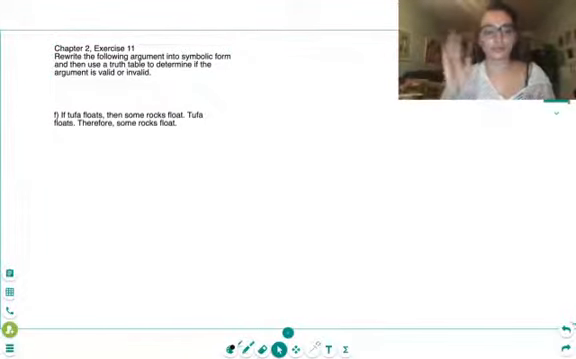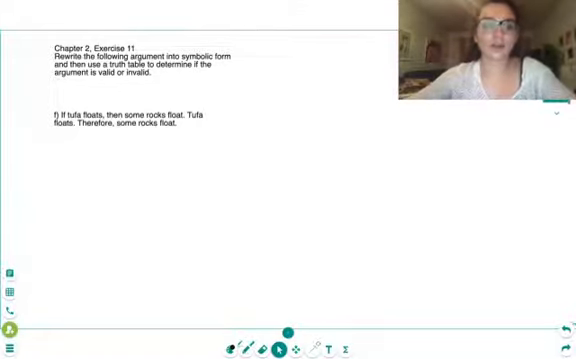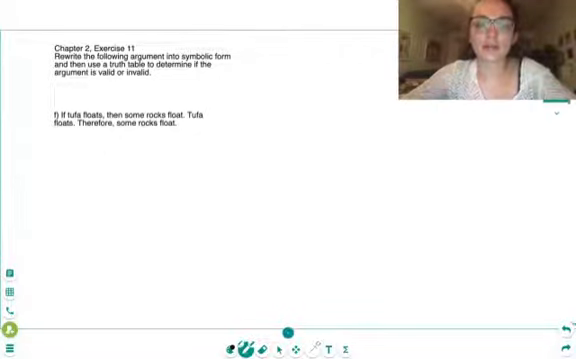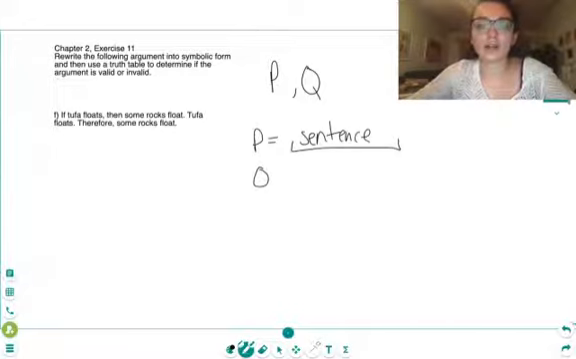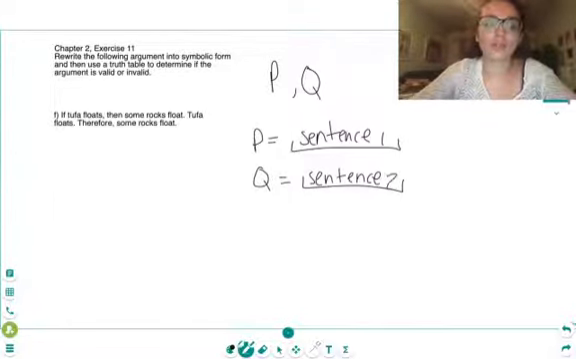So the first thing that we're going to need to do is rewrite this argument in symbolic form. Symbolic form for us is going to mean that you're allowed letters. So you're allowed things like P, you're allowed things like Q, and these things are all going to equal some sort of sentence. Those sentences, sentence 1, sentence 2, are going to be portions of this full sentence.